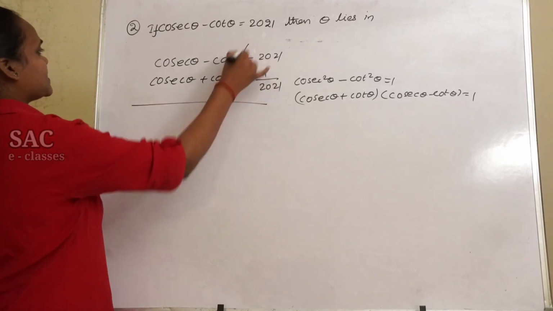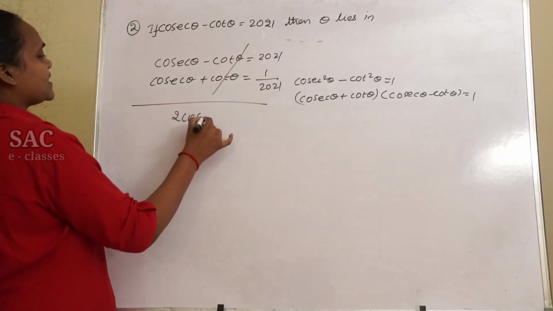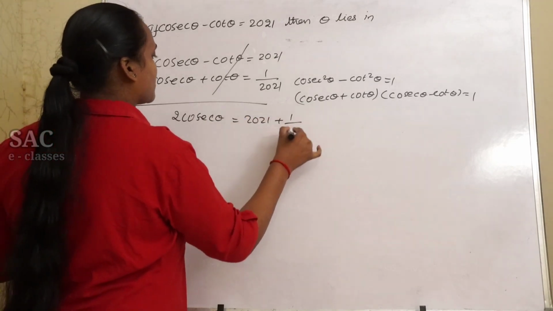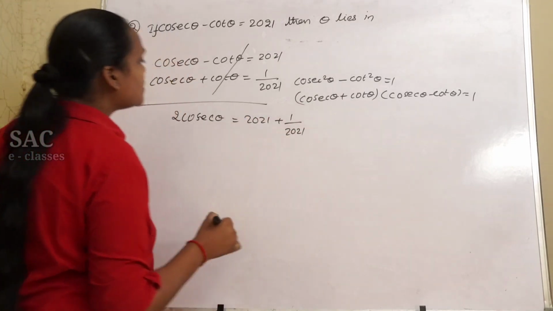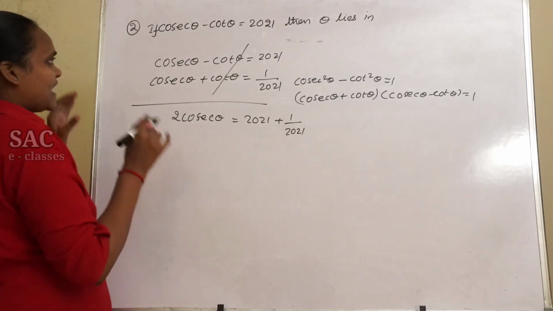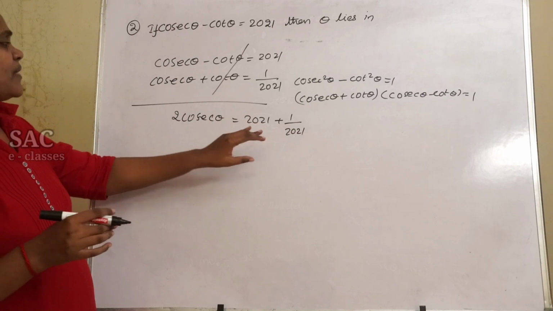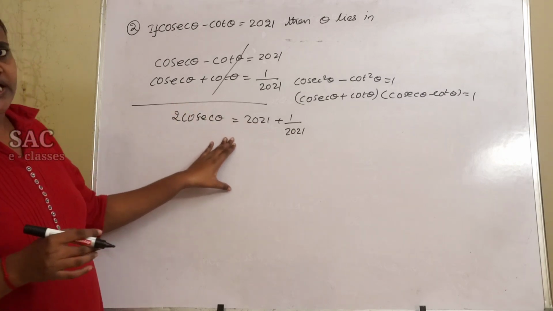Let's add it. 2 cosecant theta is equal to 2021 plus 1 by 2021. Now they asked you to find out in which quadrant theta lies, but they did not ask you about any other value.